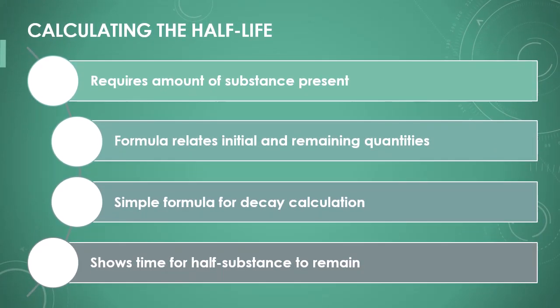To calculate the half-life, you need to know how much of a substance is still present at a specific point in time. The formula for the half-life relates the initial amount to the remaining quantity. In many cases, the calculation can be done using a simple formula. This formula shows how long it takes for only half of a substance to remain.